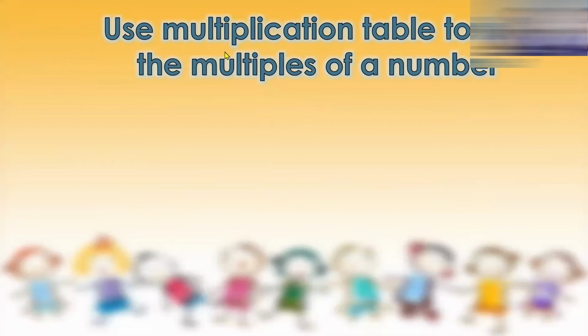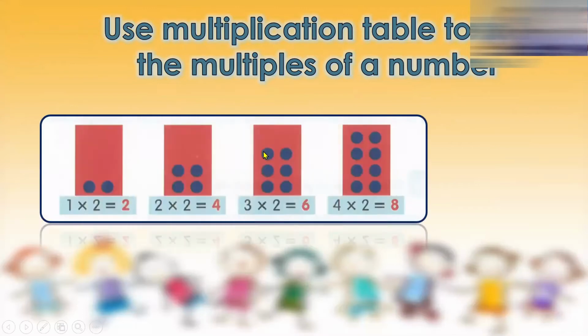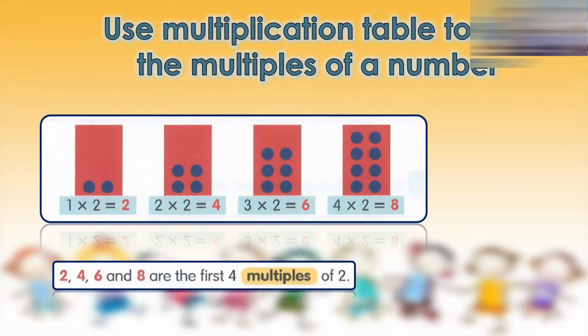So, we can use the multiplication table to find the multiples of a number. Memorizing the multiplication table will help you a lot. For this one, I have here the multiplication table of 2. We have 1 times 2 is 2, 2 times 2 is 4, 3 times 2 is 6, 4 times 2 is 8. You see these answers from this multiplication. These are all multiples of 2. So 2, 4, 6, 8 are the first 4 multiples of 2.